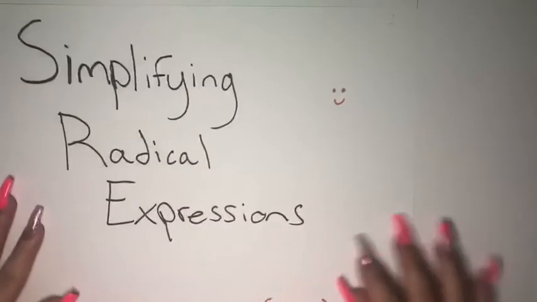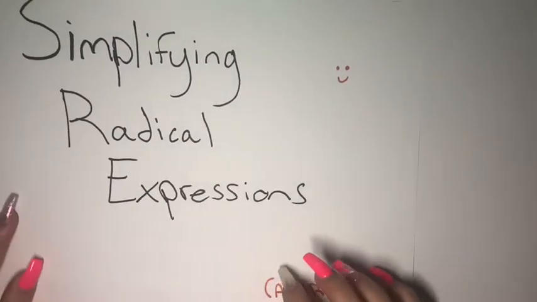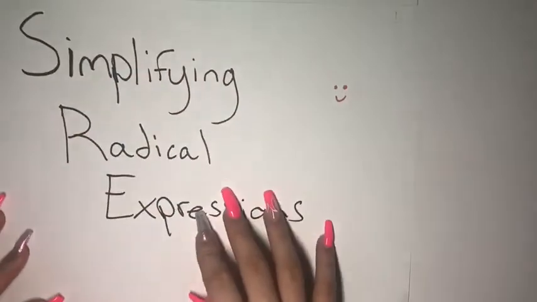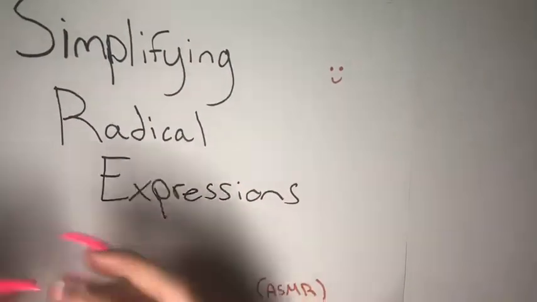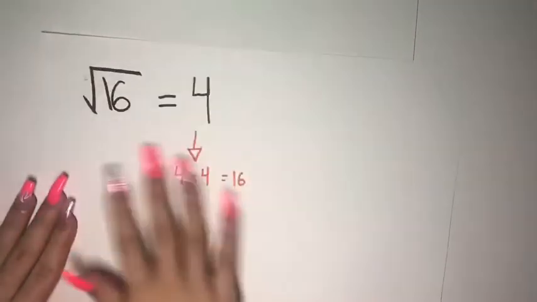My lesson is on simplifying radical expressions with ASMR. Because, you know, I was writing this out and then my nails kept clicking and I was like, ooh, ASMR. So, how do we simplify a radical?